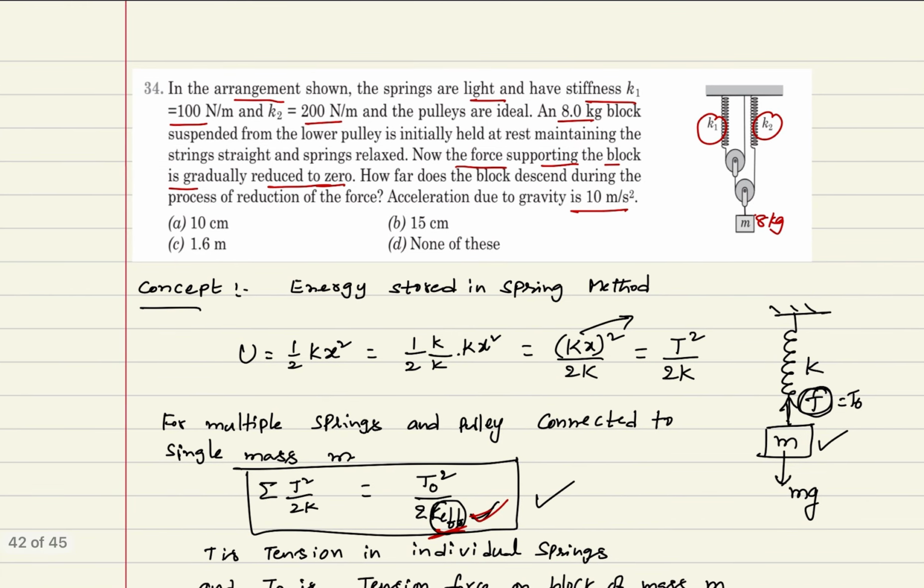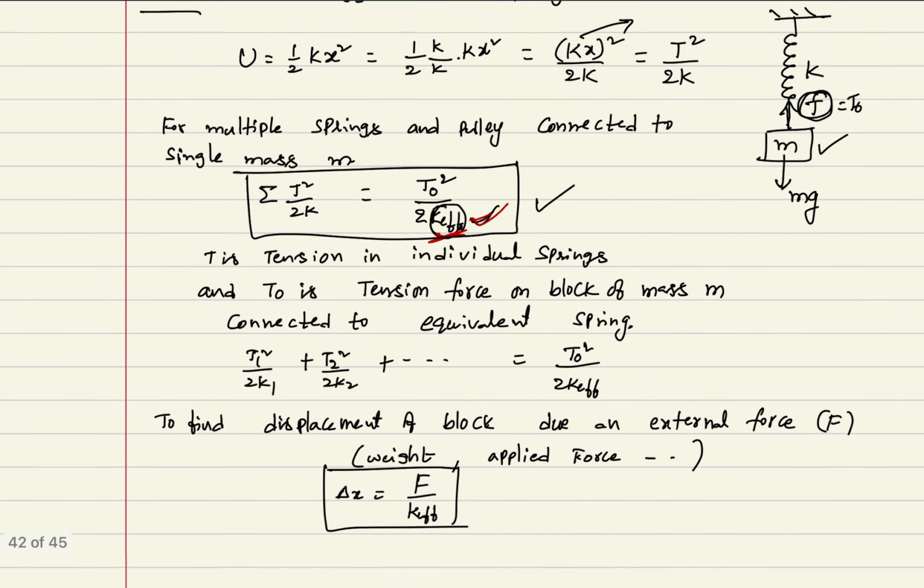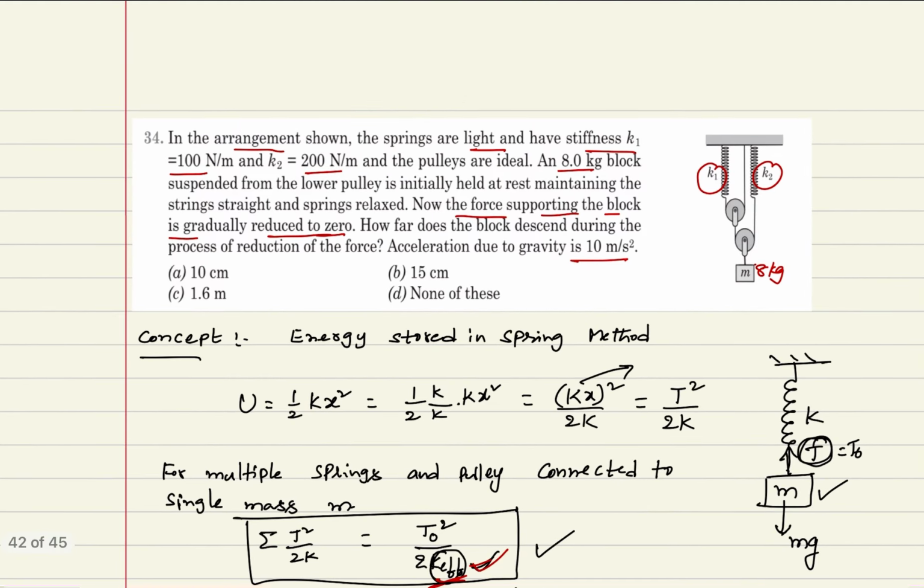Now I am going to explain this question in detail. You can see here, as per the question, K1 and K2 values are given. I am drawing the diagram.